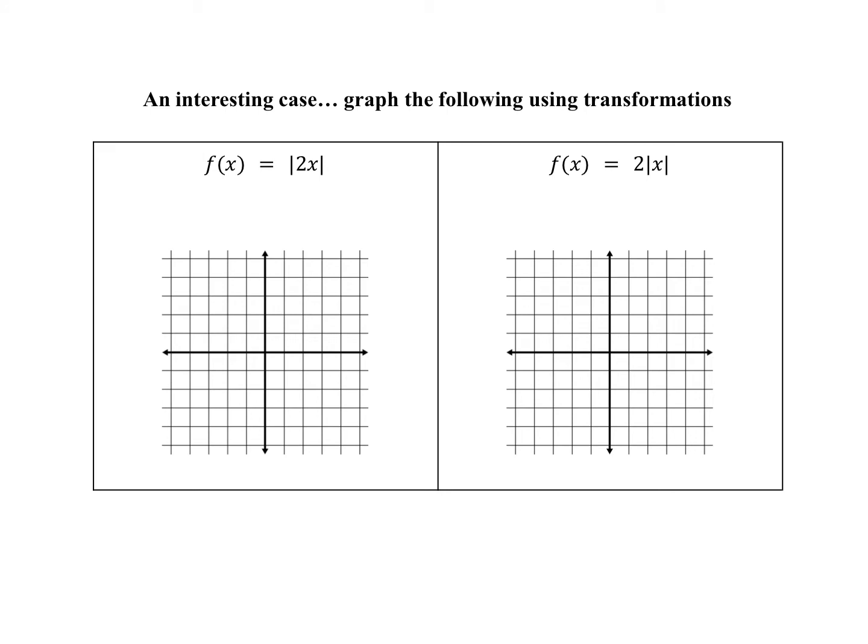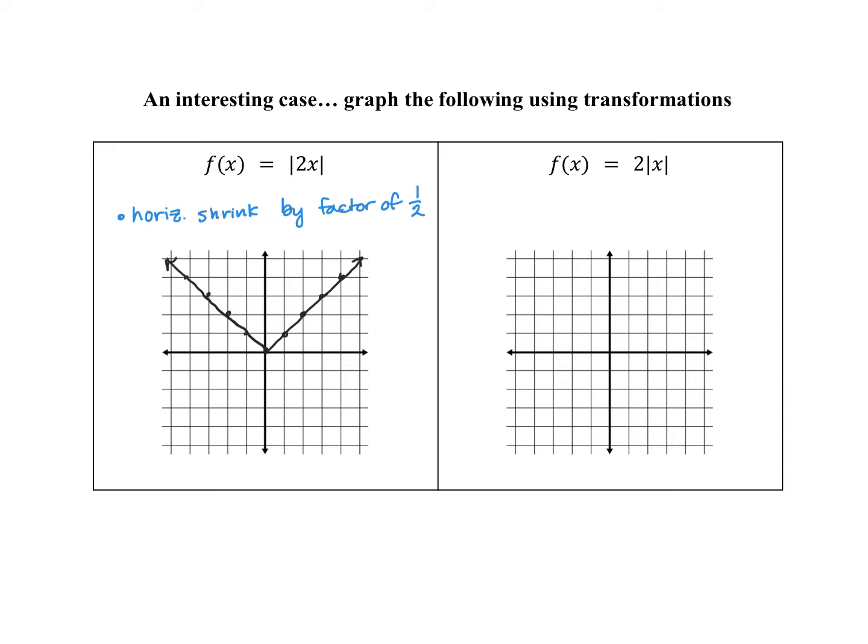So an interesting case when we're working with absolute values, let's consider these two scenarios. If we were looking at this in terms of transformations, we would call that 2 a horizontal shrink by a factor of 1/2. So again, here's some points from my parent function. It looks like this. This is our parent function.